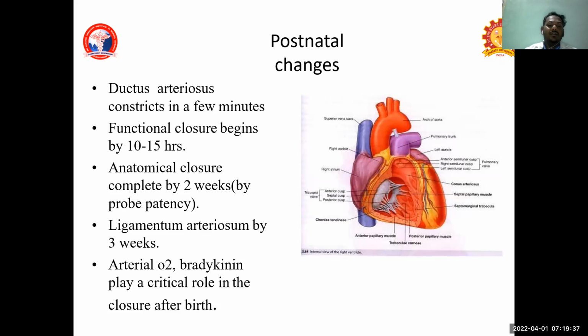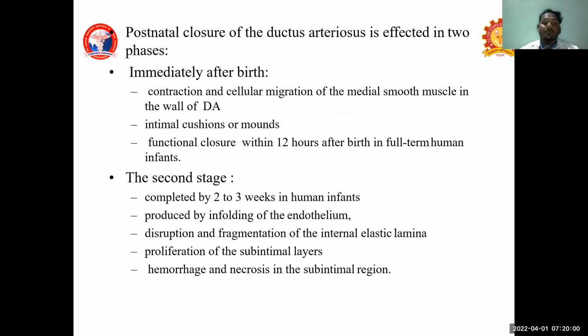The ductus arteriosus constricts within a few minutes after birth. Functional closure occurs by 10 to 15 hours. Anatomical closure completes by 2 weeks. Permanent closure produces the ligamentum arteriosum by 3 weeks. The causes are arterial O2 and bradykinin.